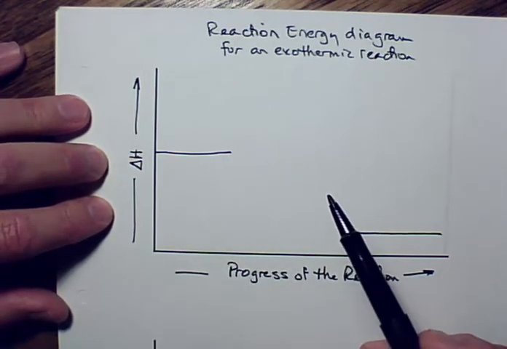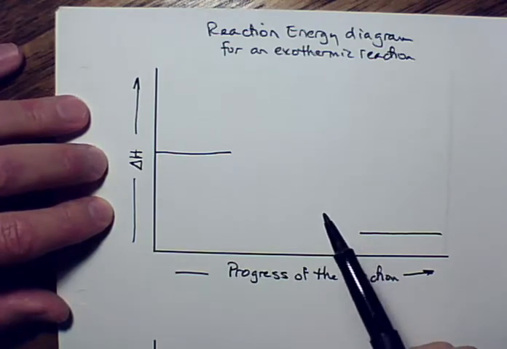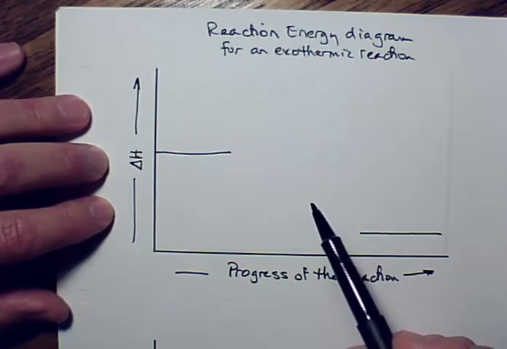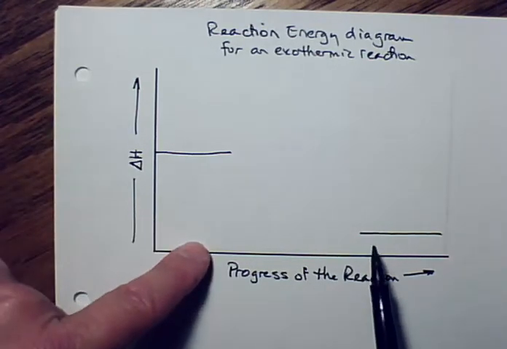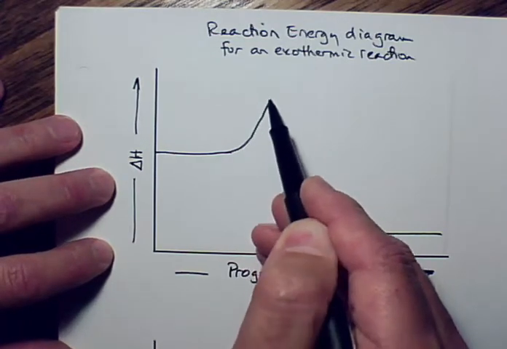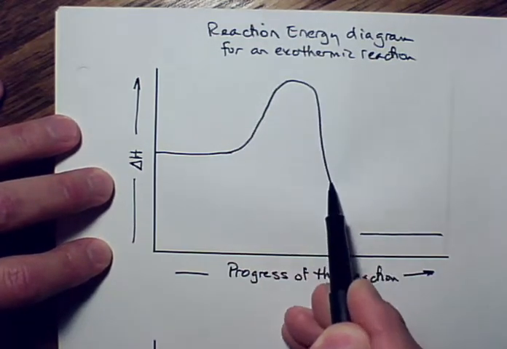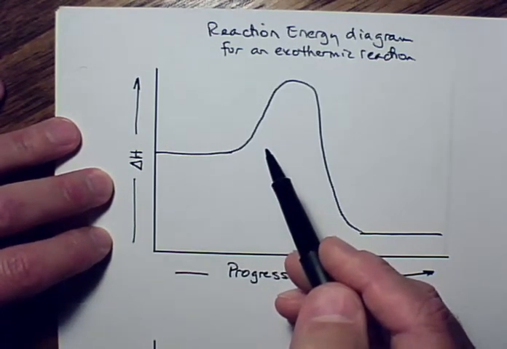Endothermic doesn't look at temperature change either. I'm saying you would be going up. Endothermic would start low and end high. Okay. So you still got to have this hill here, okay? And that's the activation energy.